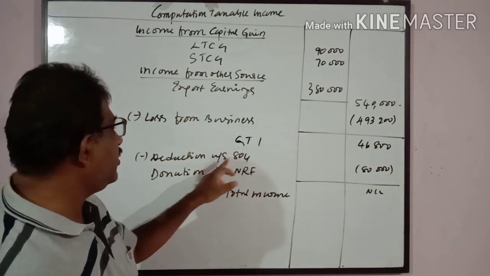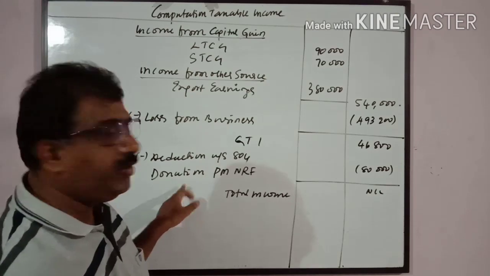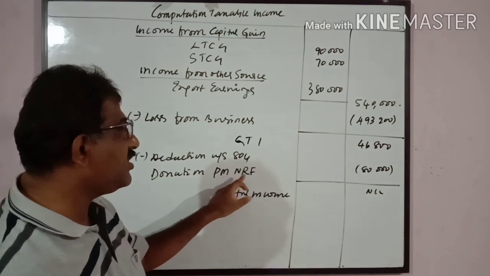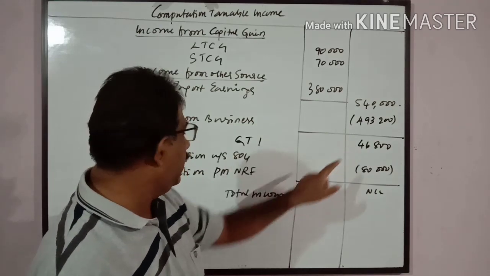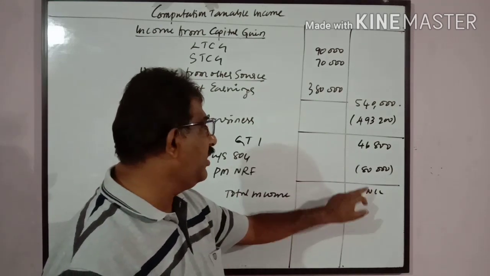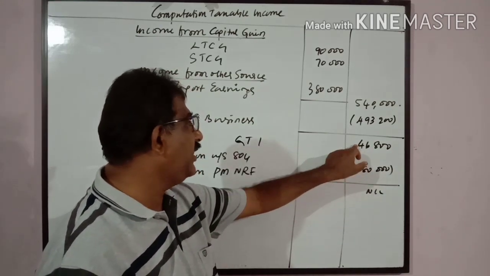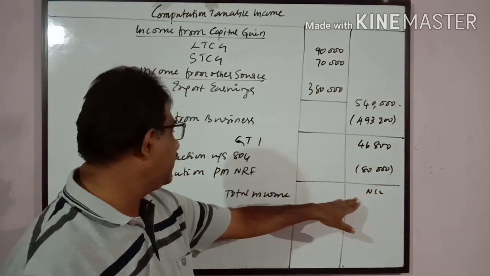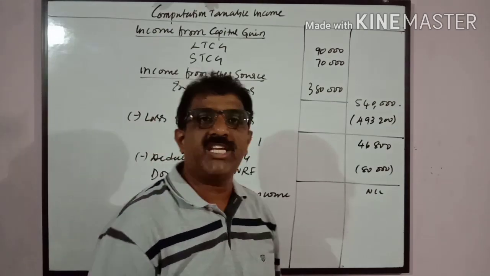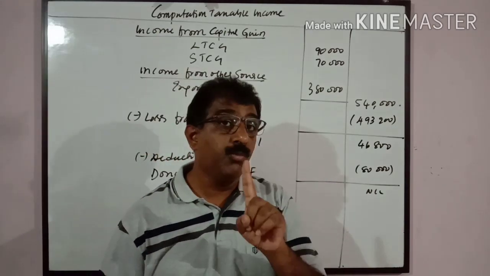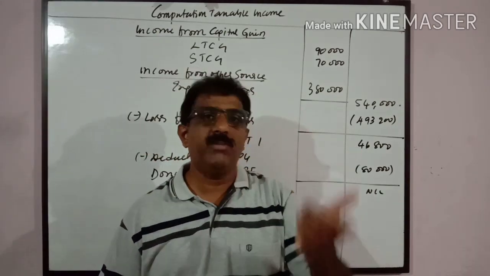Minus deductions under section 80G, donation to Prime Minister's National Relief Fund is given, 80,000. So the taxable income becomes nil, because the donation is more than the income. This is one kind of problem which is expected for 14 marks. One more problem is there that I will work out in my next video.